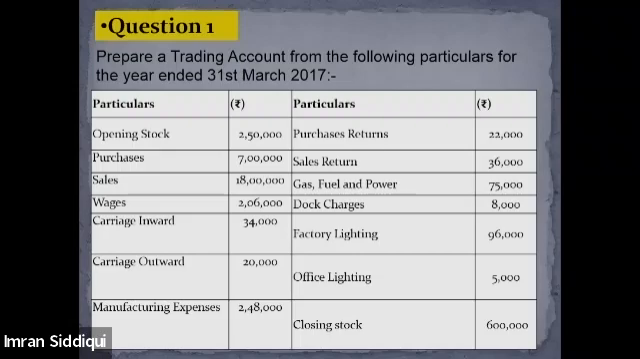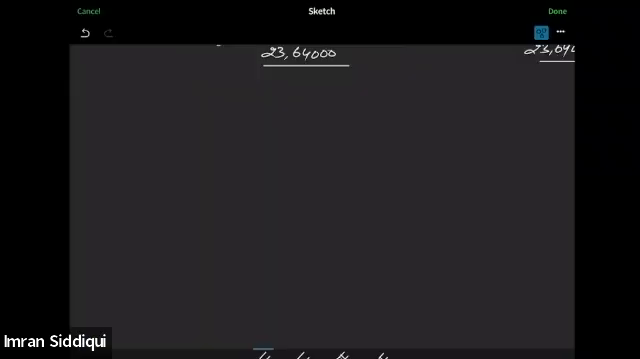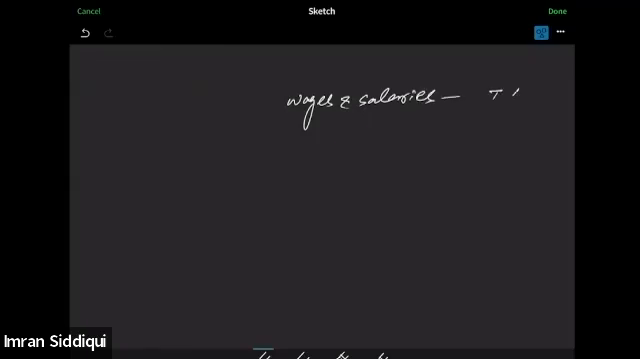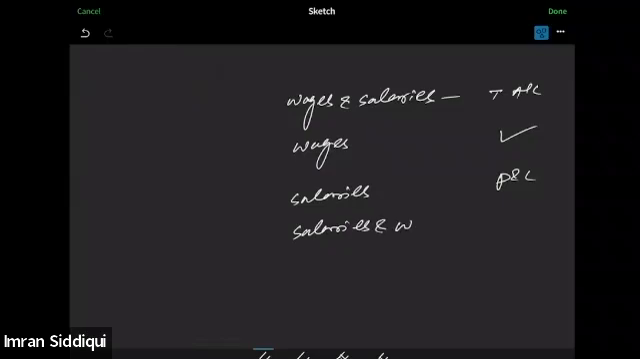Let me, in fact, write that down. Just a minute. Let me show you. What I was saying is that if wages and salary, as you see in the question, are together, it is considered a factory expense, so trading account. If there is only wages, then also trading account. If it is salaries only, then profit and loss account. If it is salaries and wages, then it is also office related expense, profit and loss. I hope this is clear now.